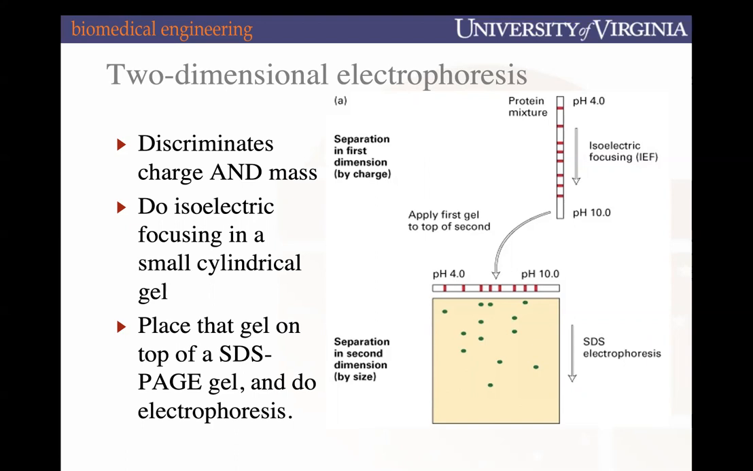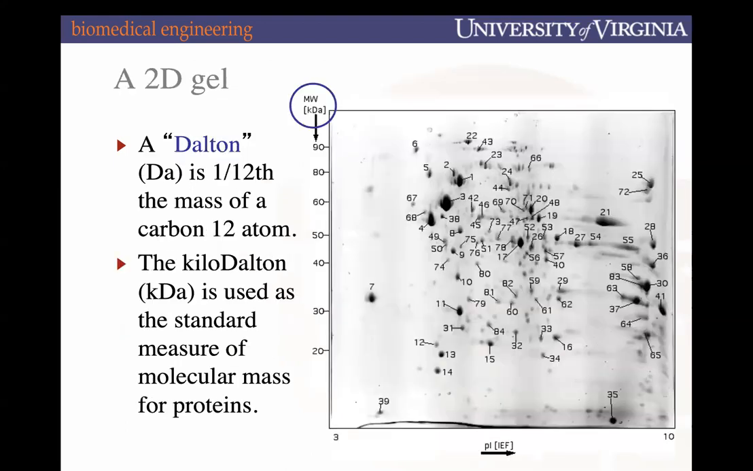Typically with SDS-PAGE, you have 10 wells and you'll have your pipette and just pipette the samples in. Here, the samples are already separated out by charge. You'll layer it on top and now just do regular SDS-PAGE to separate them by mass. And what this will actually look like is a 2D gel, with a variety of proteins separated by molecular weight on the y-axis and their isoelectric point, or charge, on the x-axis.